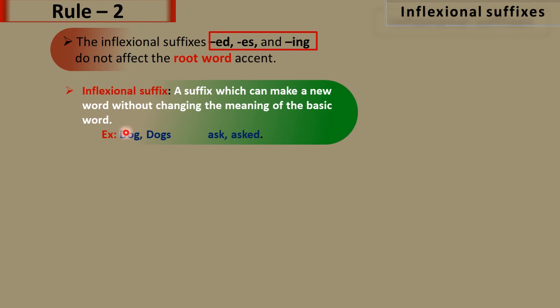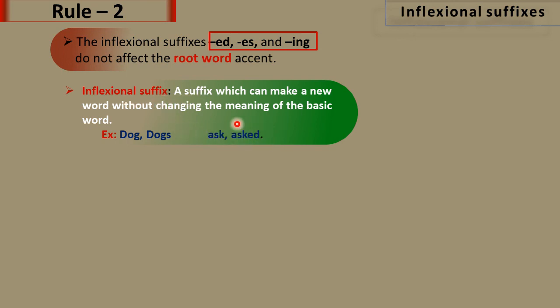Here dog is a word, dogs is also another word. Dog is a root word, and dogs is a word with a suffix. What is the suffix? The suffix is s. By adding a suffix to the root word dog, the meaning is not at all changed, but by adding a suffix you can form a new word, and that we have learned with the help of inflectional suffixes.